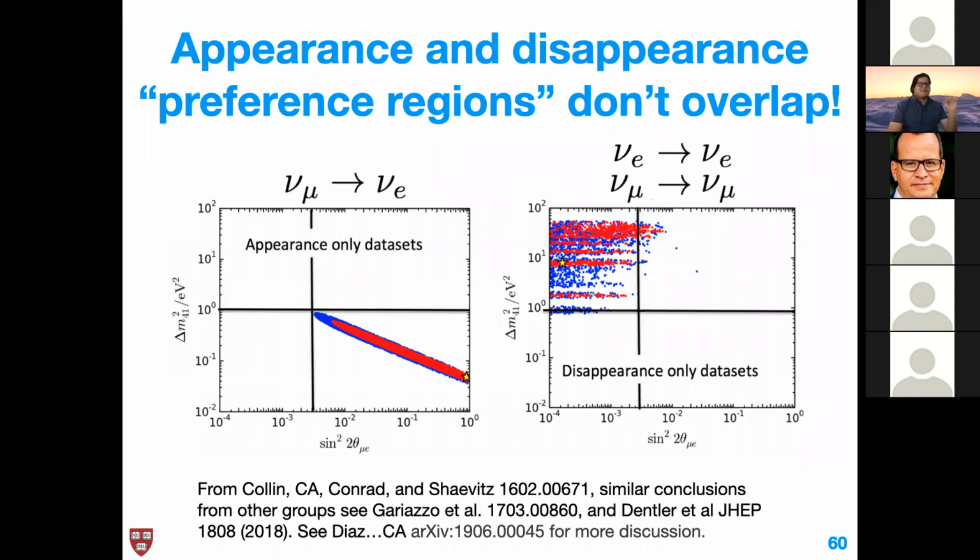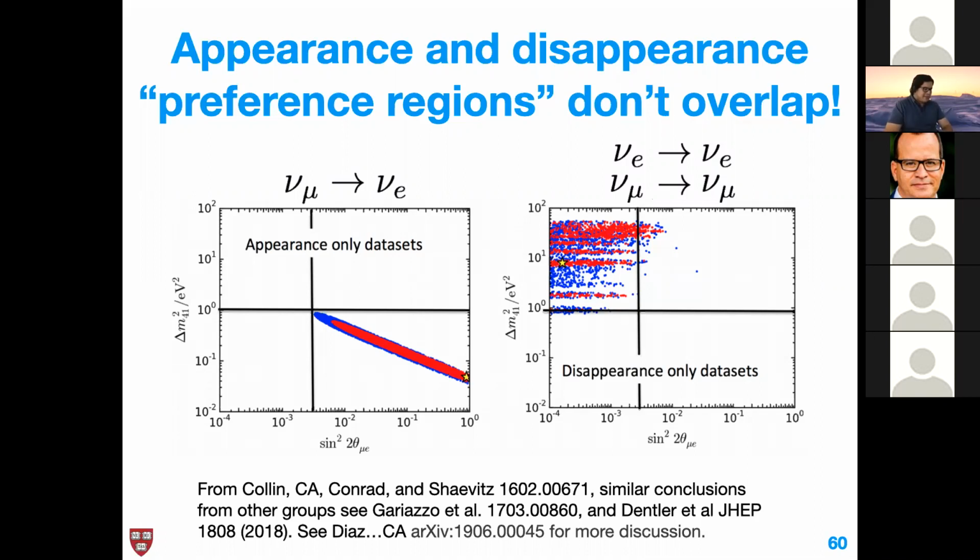And the reason it doesn't work is the following. If you take the neutrino data and you split it into sets that look for mu to electron neutrino versus sets that look for the neutrino remaining the same, you get these two regions. For appearance experiments, you get large mixing, which is the horizontal axis, and small masses, which is the vertical axis. Whereas for disappearance experiments, you want small mixing, horizontal axis, and large masses. So this just doesn't make any sense. The experiments are in total contradiction.